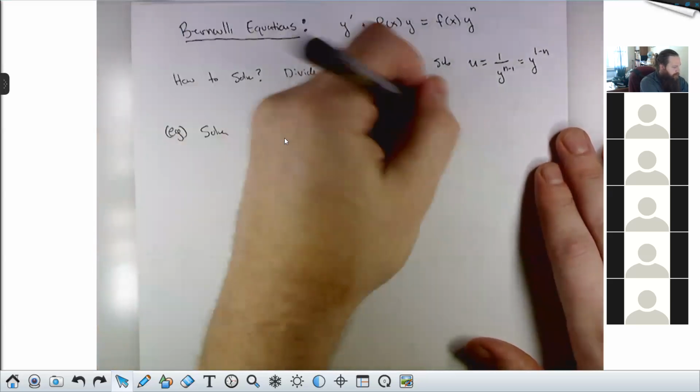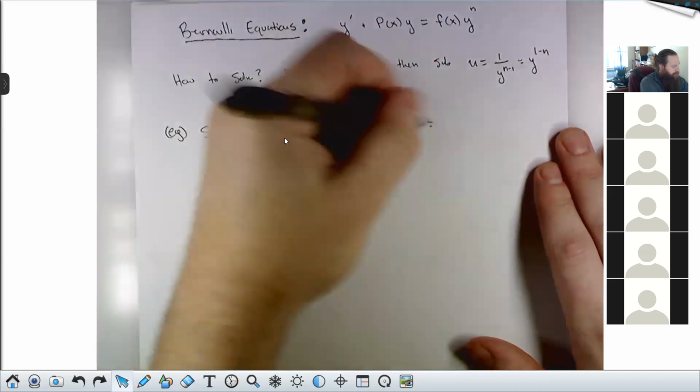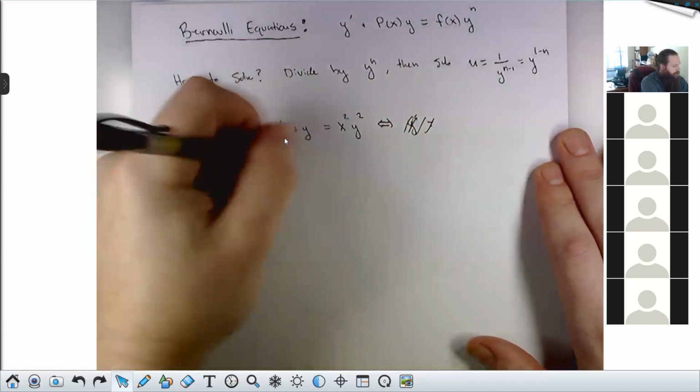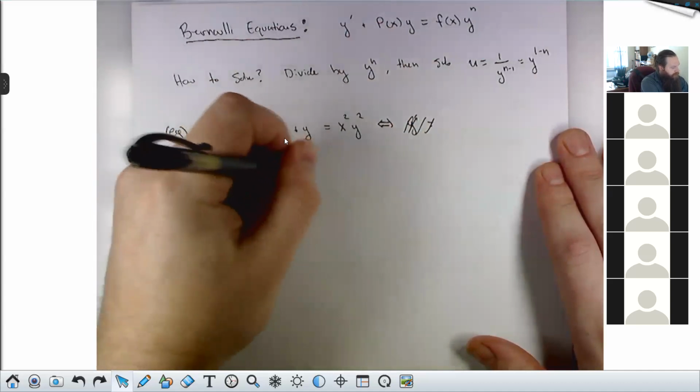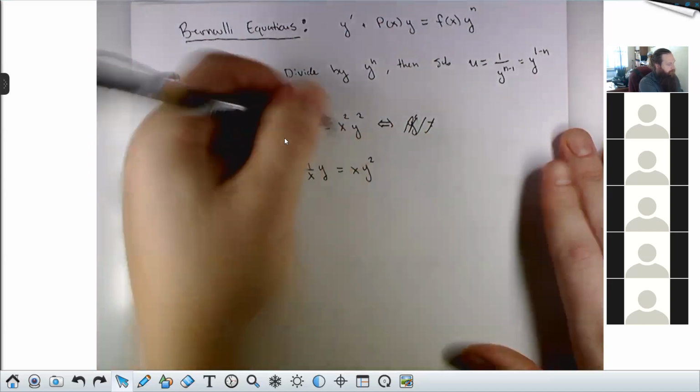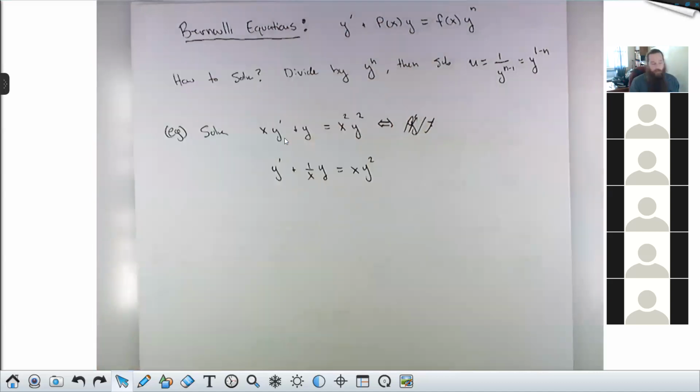So this is equivalent to saying y prime plus 1 over x times y is equal to x y squared. Now this looks like a Bernoulli equation.